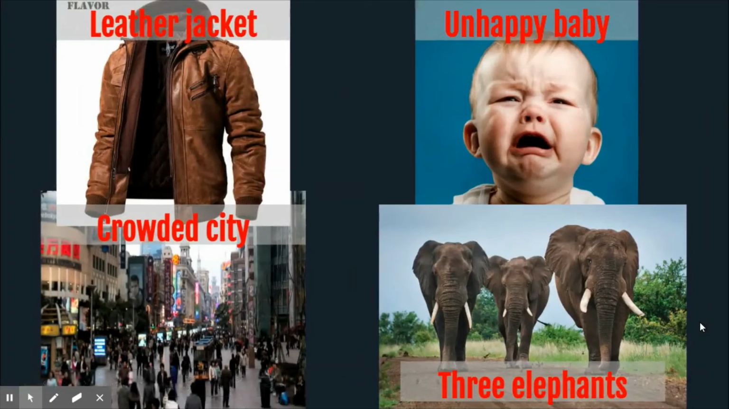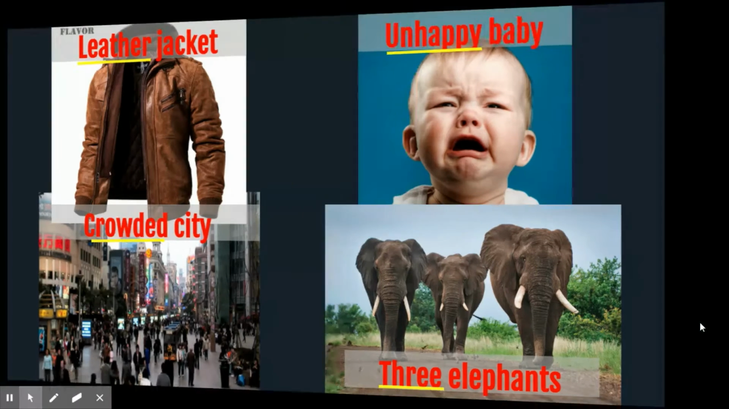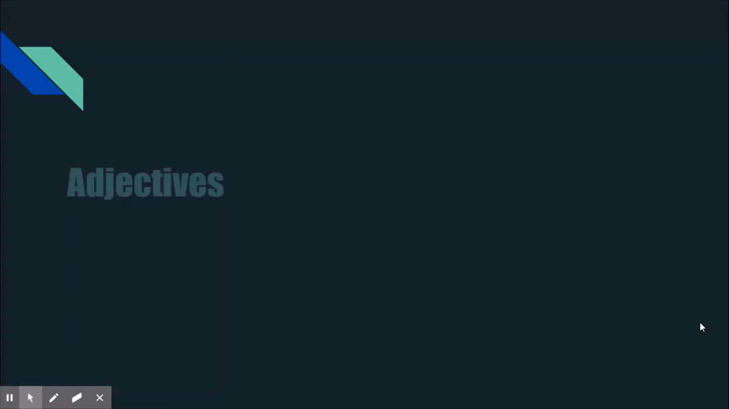Okay, so since we already know that jacket, baby, city, and elephants are nouns, which ones are the adjectives? Yes, on the first one, it is a leather jacket. So what kind of jacket is it? Leather. The other ones are unhappy, crowded, and three. Those are examples of adjectives.